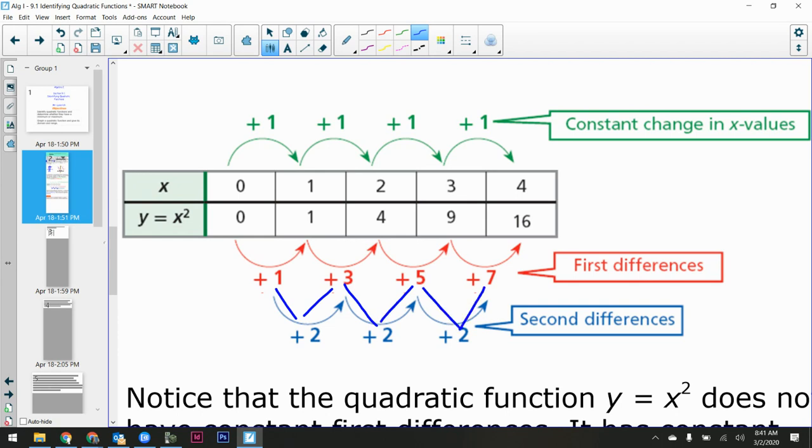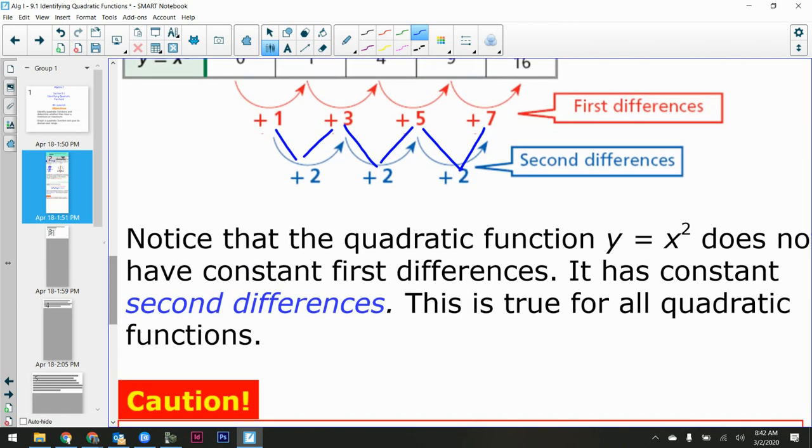So we had +1 to +3. How much does that change? Up 2. +3 to +5. Up 2. +5 to +7. Up 2. That's called the second difference test, folks. You find differences within differences. Okay, again, this is called the second difference test.